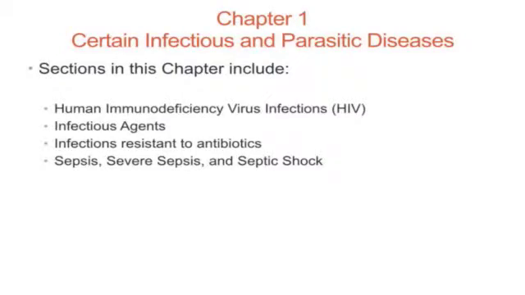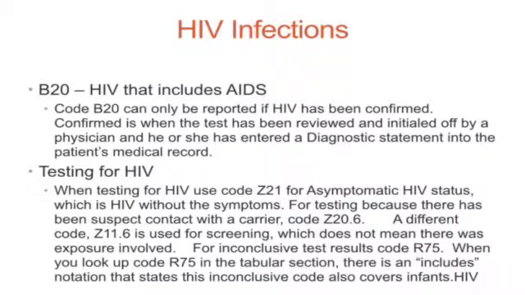Sections in this chapter include diseases, human immunodeficiency virus infections (HIV), infectious agents, infections resistant to antibiotics, sepsis, severe sepsis, and septic shock. HIV infections, B20, HIV that includes AIDS. Code B20 can only be reported if HIV has been confirmed. Confirmed is when the test has been reviewed and initialed by a physician, and he or she has entered a diagnostic statement into the patient's medical record.